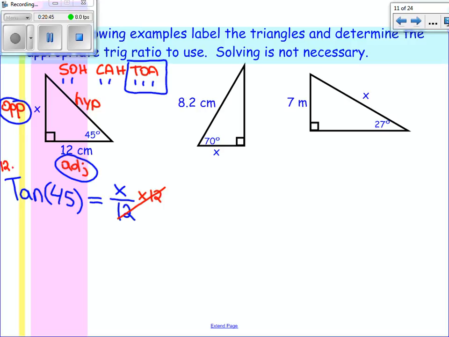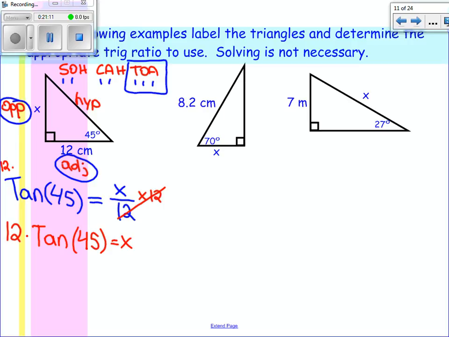Just keep waiting. It'll click. So now I have 12 times tangent of 45 equals x. That can go in your calculator, and it'll tell you what that side length is.